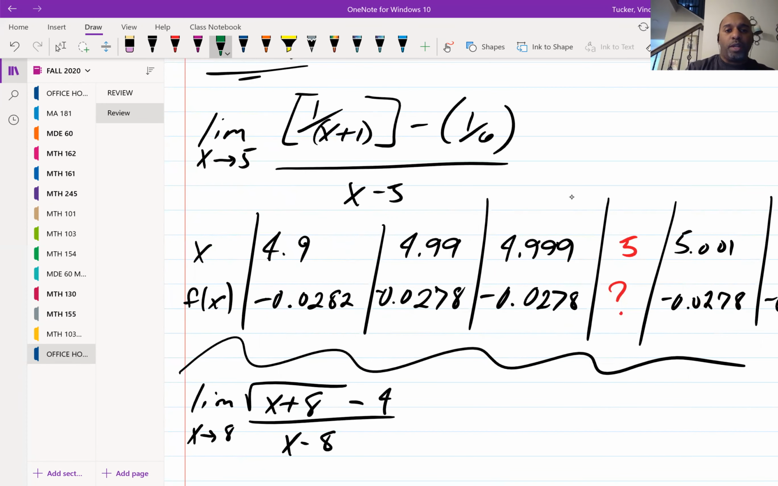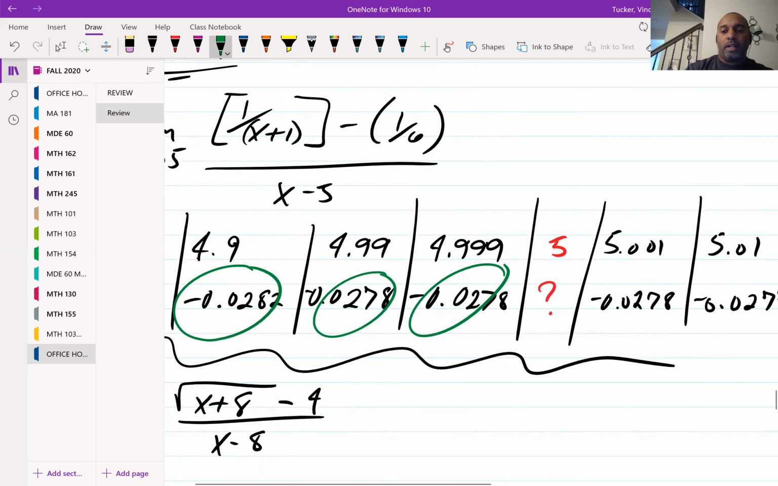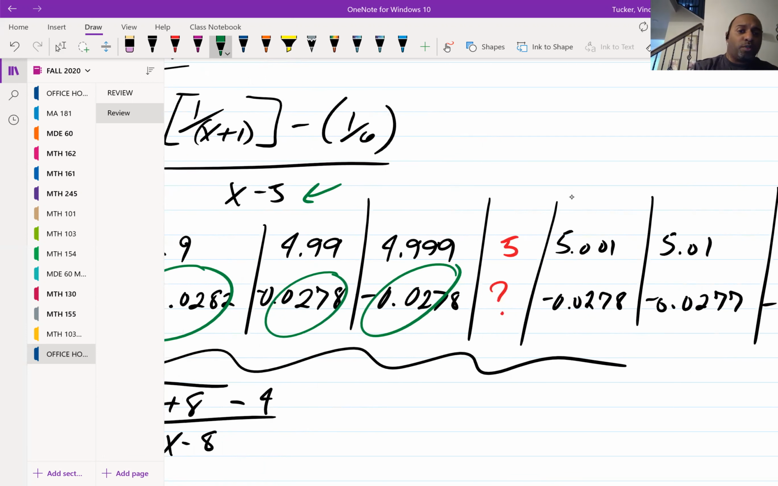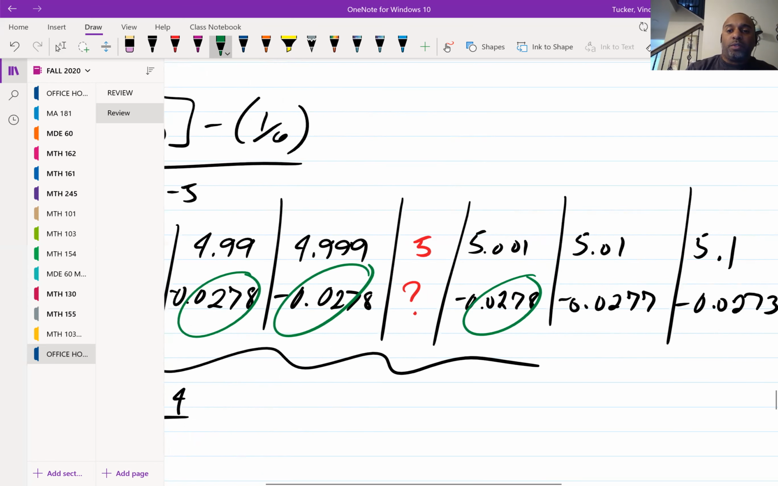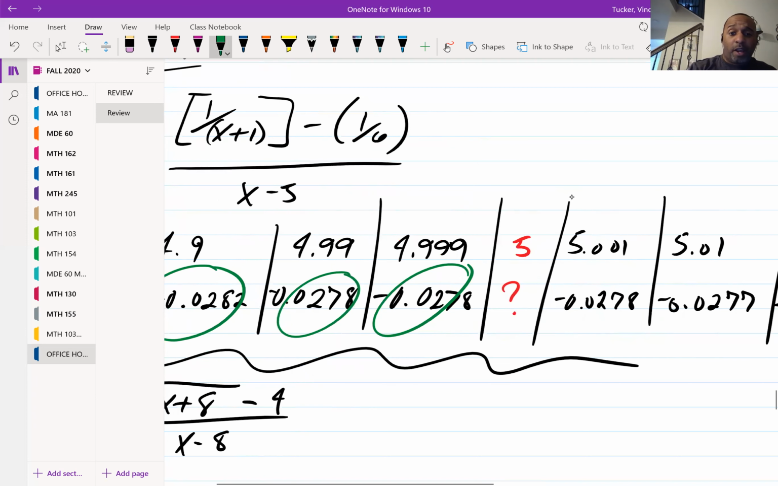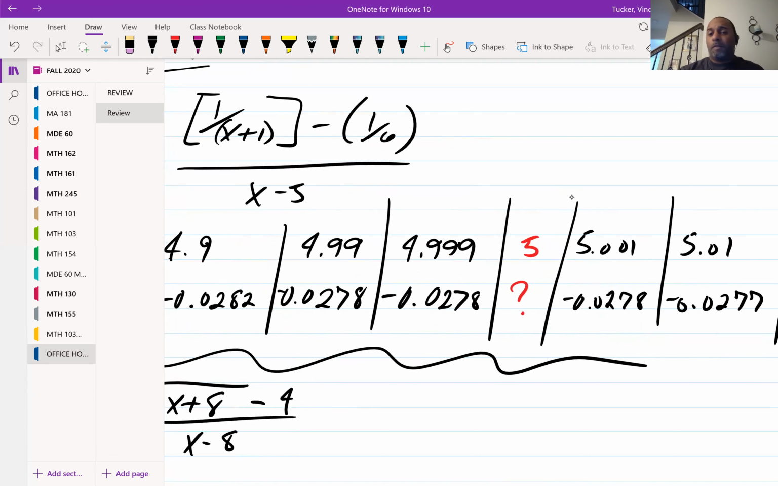So plugging in 4.9 for X in the problem will get you this value, plugging in 4.99, 4.999, skip 5 because plugging in 5, of course, will give us 0 in our denominator, which is undefined. So that's what we're going to skip right now. Plugging in 5.001, 5.01, and then 5.1. Once again, we found these values by just plugging them into the calculator. Not that big a deal.